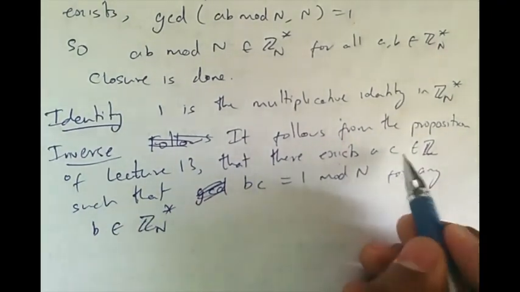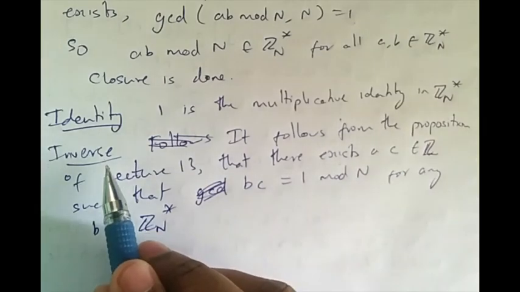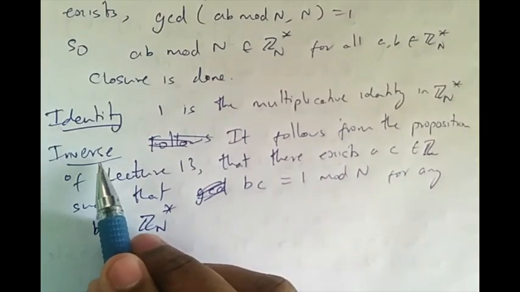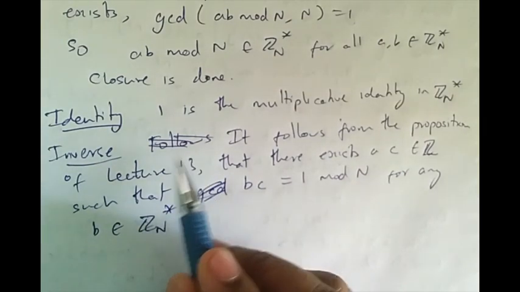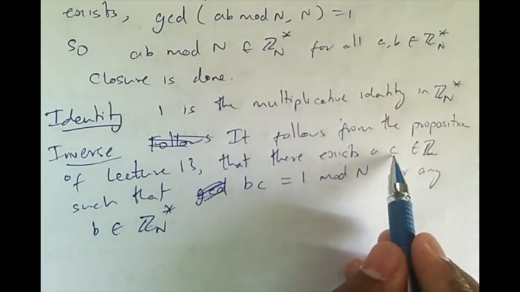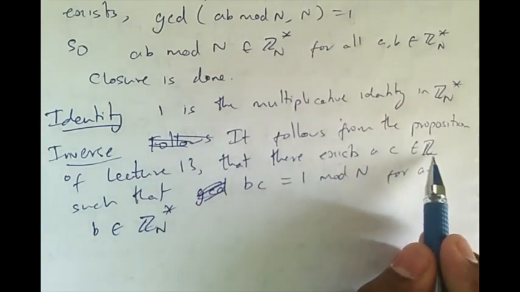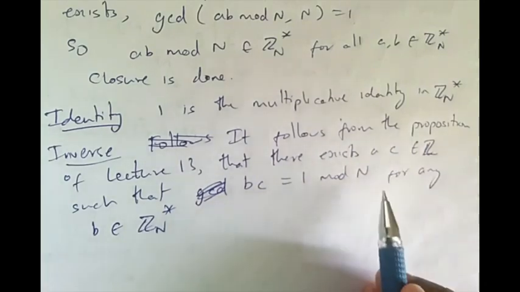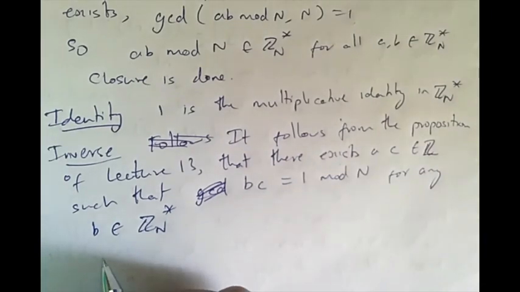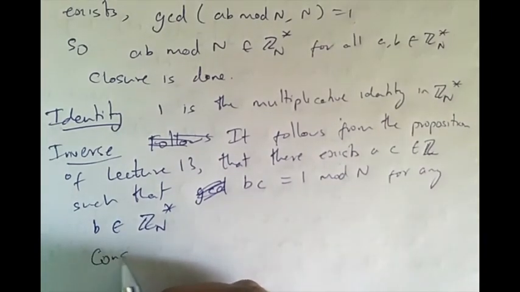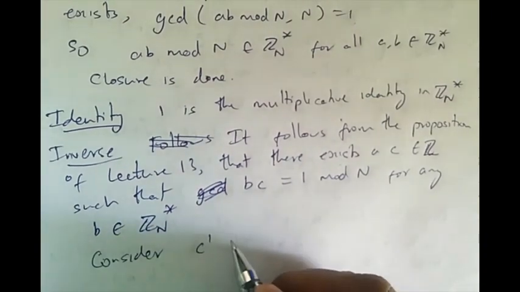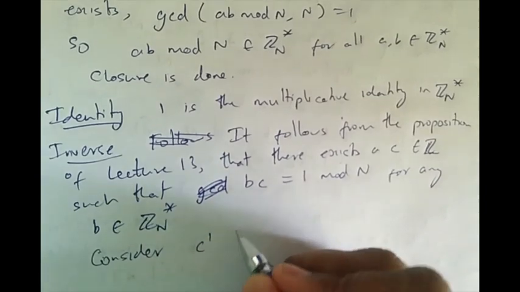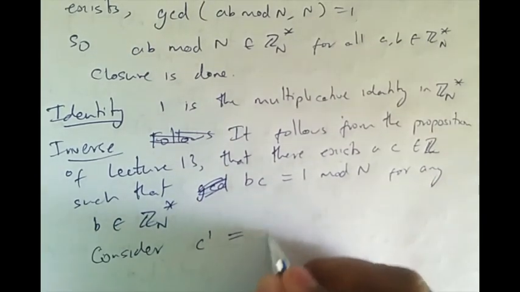But in the definition of a group, we need the inverse to exist inside the set itself. So we need that C to be in Zn star. Right now, it's only in the larger integers. So we have to bring it to Zn star. So let's consider C prime, which is equal to C mod n.